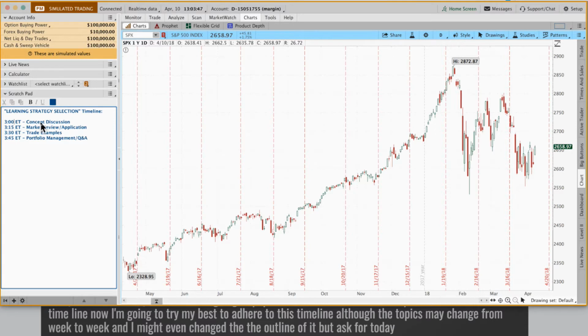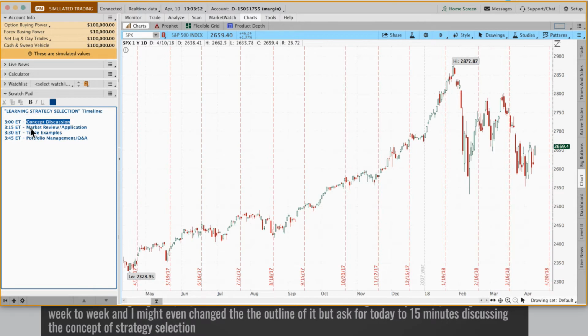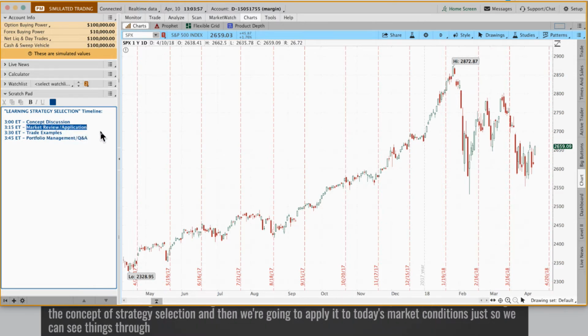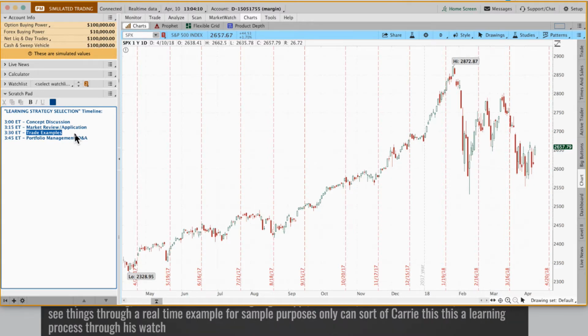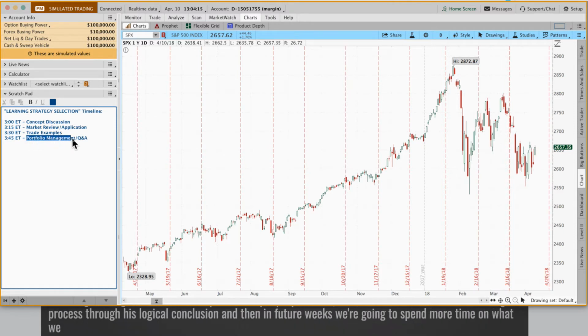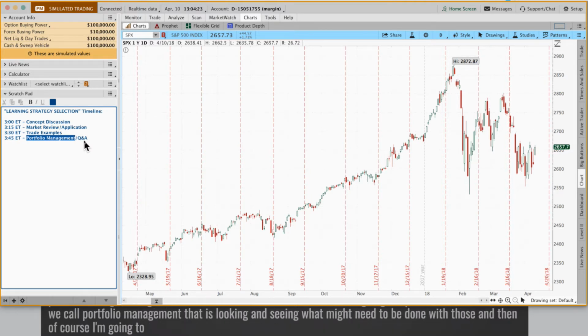We're going to spend about the initial 15 minutes discussing the concept of strategy selection. And then we're going to apply it to today's market conditions, just so that we can see things through a real-time example, just for sample purposes only. Then we're going to go to some trade illustrations to carry this learning process through to its logical conclusion. And then in future weeks, we're going to spend more time on what we call portfolio management. That is looking at existing trades and seeing what might need to be done with those. And then, of course, I'm going to leave some time for you at the end.